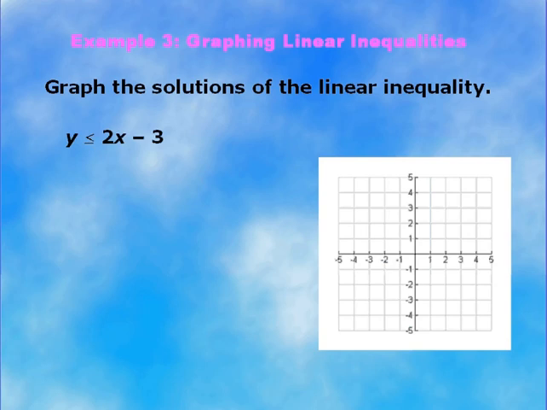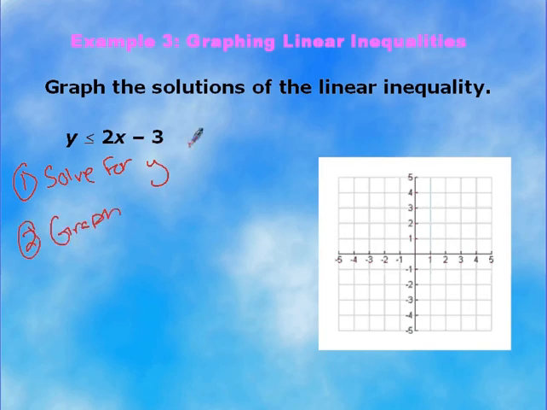Okay, so let's do this one. y is less than or equal to 2x minus 3. So step 1 would have been to solve for y, but they've already done that for us. It already says y on one side and then everything else on the other side. So that's already done. Step 2, graph. Okay, this is just like graphing any other line that you're used to. So first you look at the y-intercept. It's at -3. So we go to -3 on our graph and we put a dot.